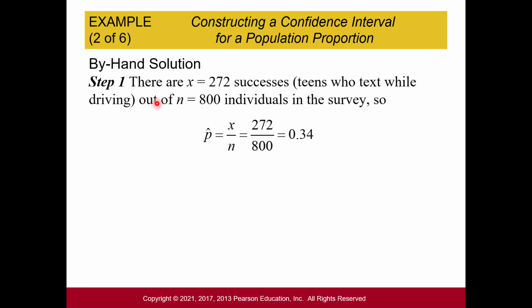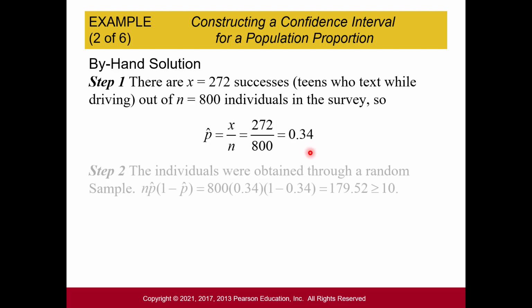Okay, so we're going to do this in parts. Step 1, x is 272. That's our successes. Remember, success and failure is just that the characteristic is true for success, false for failure. Out of the n, our sample size of 800, our p hat value, our sample proportion, is 272 divided by 800, or 34%.